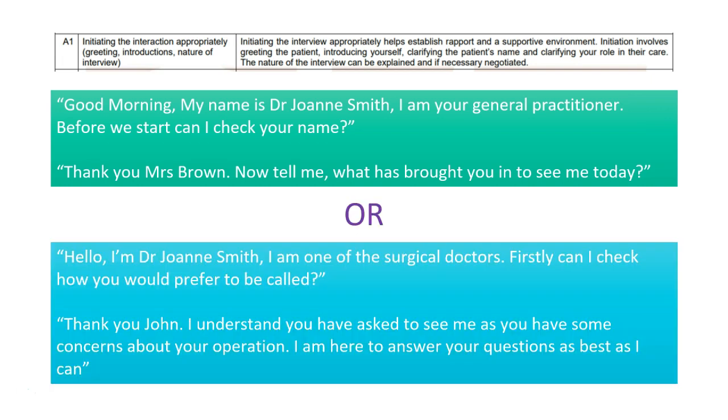Or, hello, I am Dr. Joanne Smith. I am one of the surgical doctors. Firstly, can I check how you would prefer to be called? Thank you, John. I understand you have asked to see me as you have some concerns about your operation. I am here to answer your questions as best I can. This is for the sort of scenario that you're likely to see on OET cards where you already know some of the reasoning that you're speaking to the patient, and you can therefore clarify that with them and explain your role in a bit more depth.